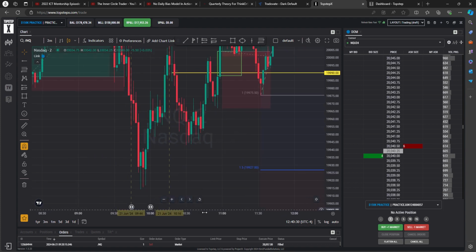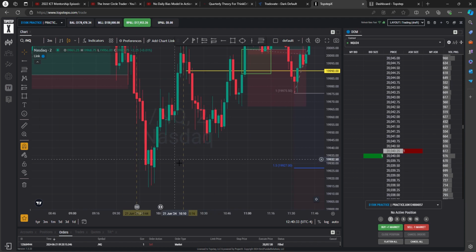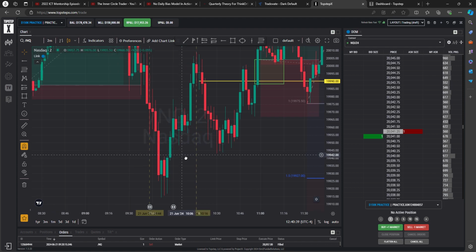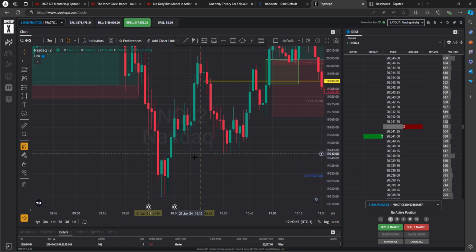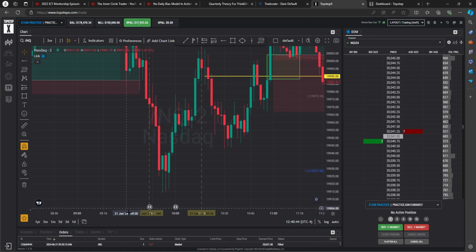And I know a lot of people are using the 9:50 to 10:10, 20-minute window. That's nothing. We like to do 9:45 to 10:15. That's a 30-minute window. Trust me, try that and it will open your eyes.